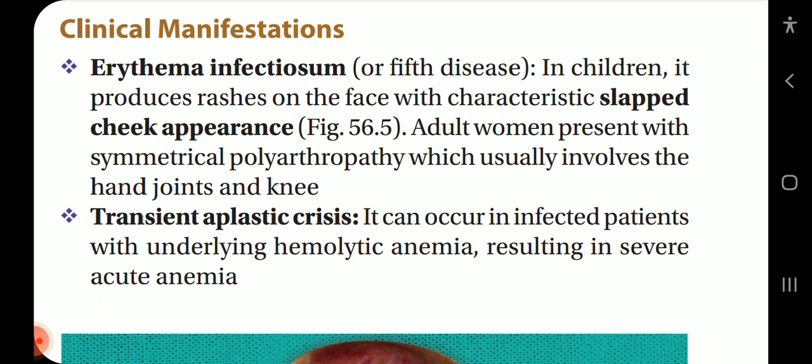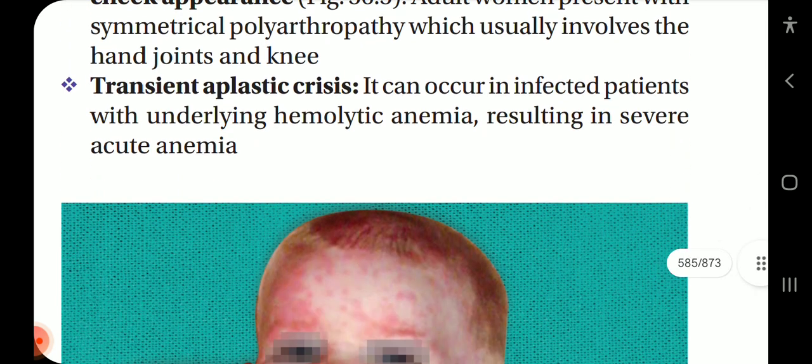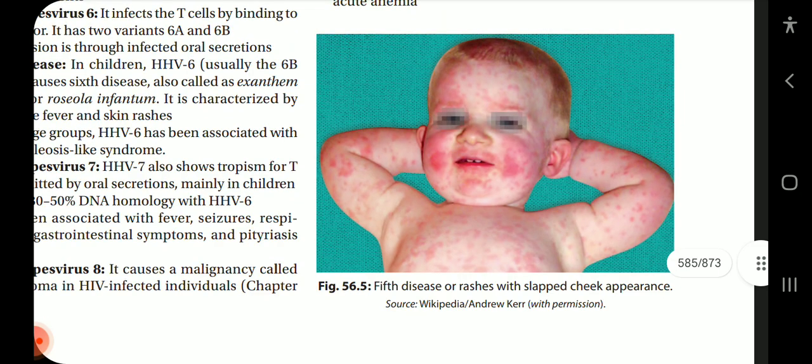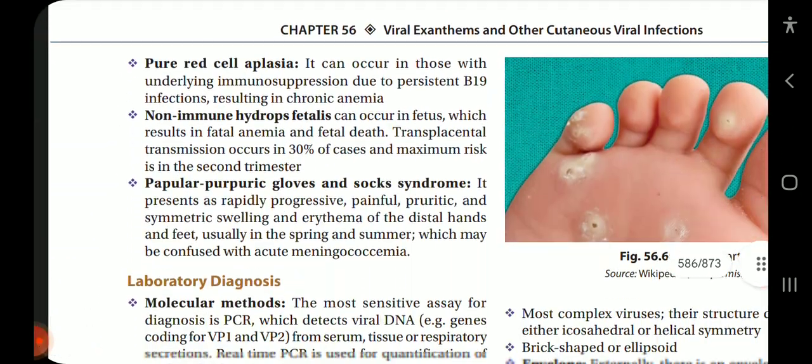In children, it produces rashes on the face with characteristic slapped cheek appearance. Adult women present with symmetrical polyarthropathy, which usually involves hand, joint, and knee. Transient aplastic crisis. It can occur in infected patients with underlying hemolytic anemia, resulting in severe acute anemia. In this figure, we can see the fifth disease or rashes with slapped cheek appearance.